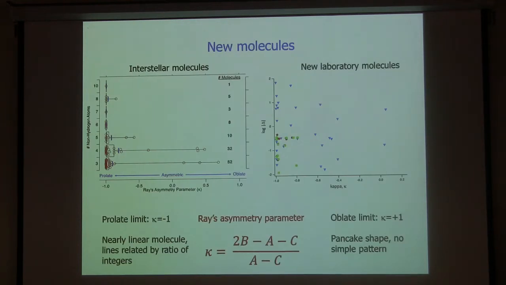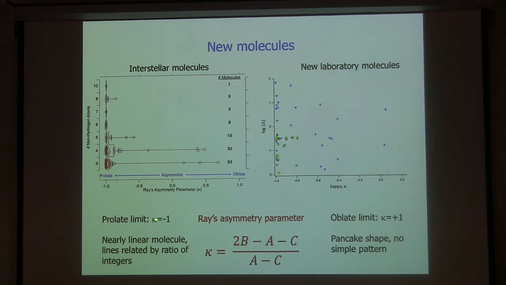All right, so this is an example showing you some of the outcome of that approach. I should point out, let me first show you what most interstellar molecules look like structurally. So this is the asymmetry parameter. The asymmetry parameter is defined as a ratio of a combination of different rotational constants.